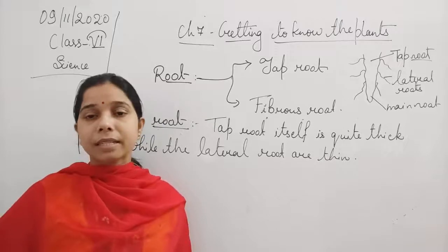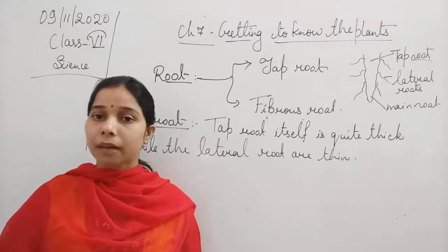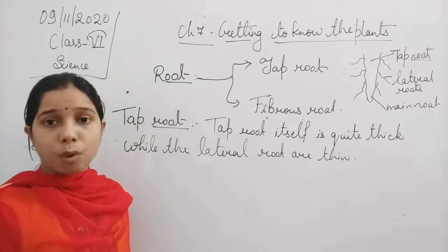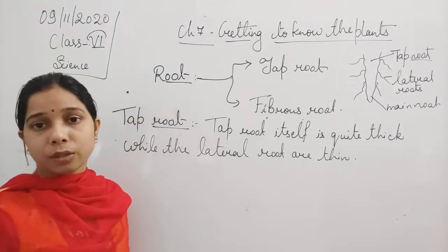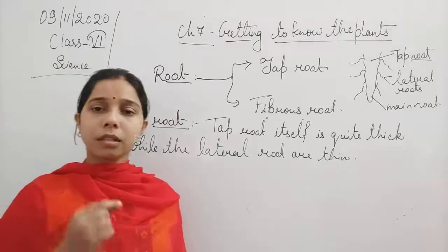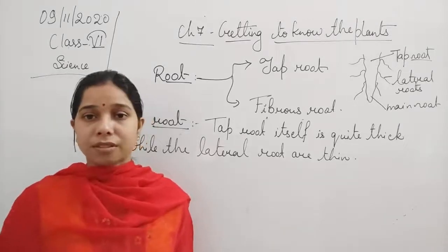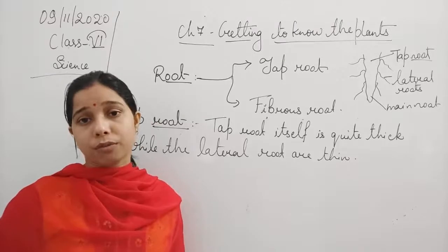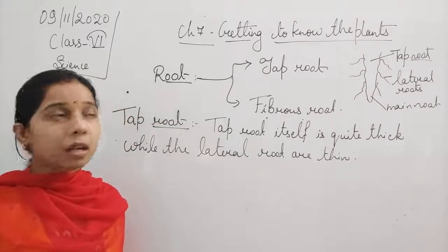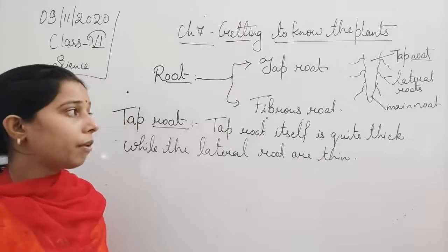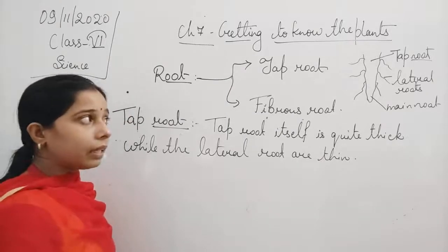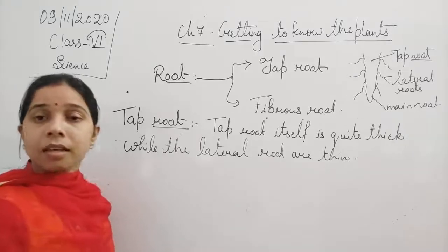This taproot basically consists of two parts. One is the main root, that thick portion which goes deep inside the soil, and the second one is the thin branches that come out from the main root. These are known as the lateral roots. Okay, so a taproot consists of a main root and the lateral roots. Lateral roots are very thin while the main root is thick.